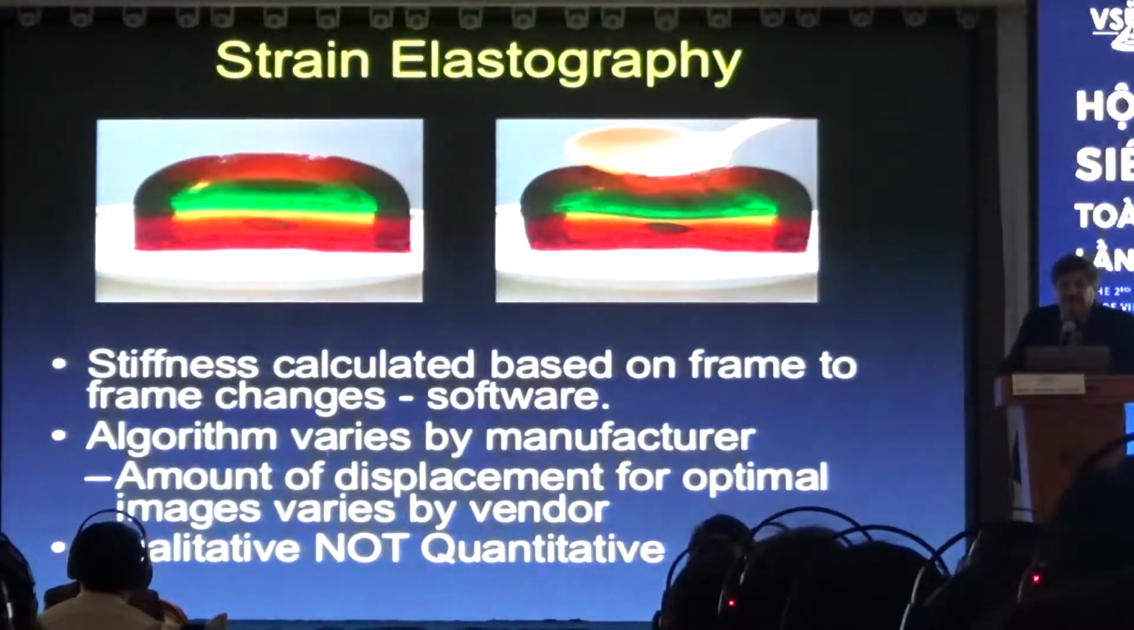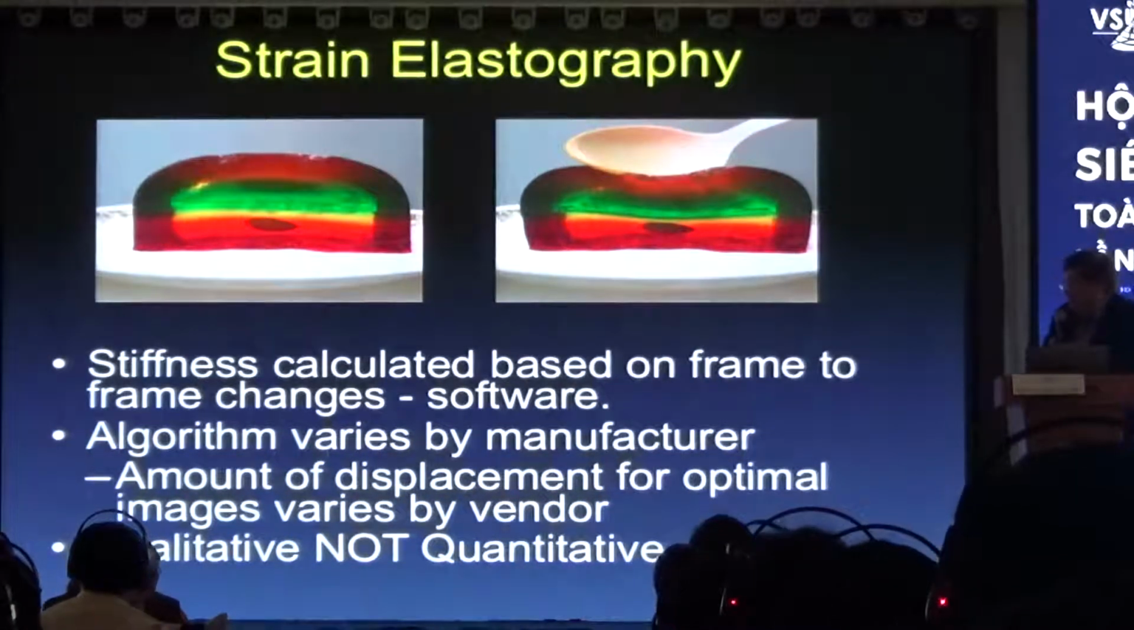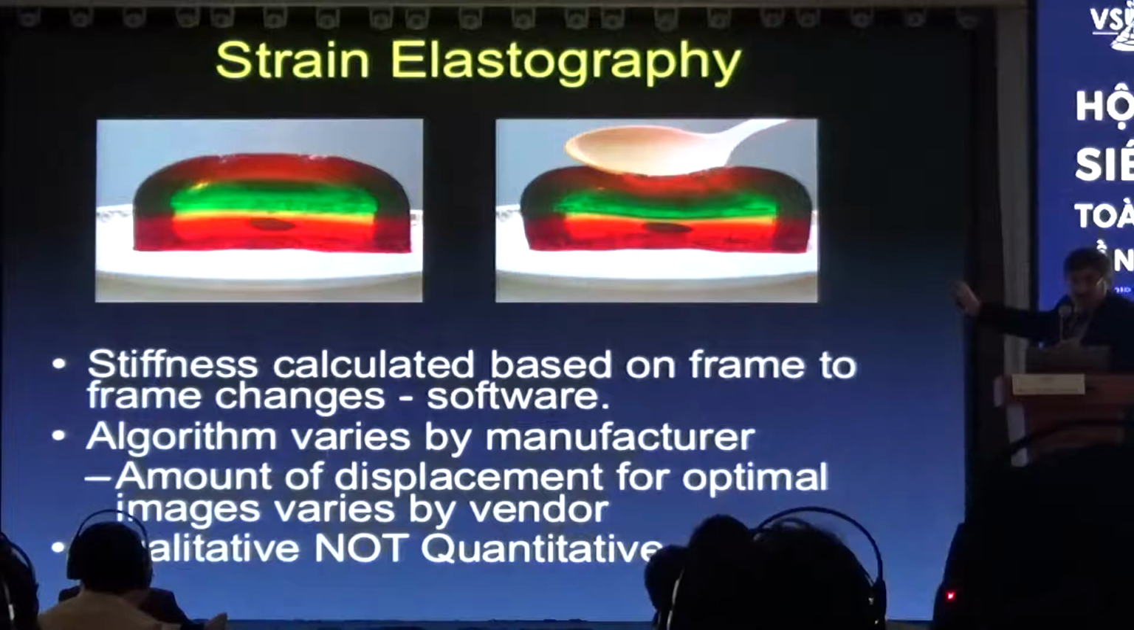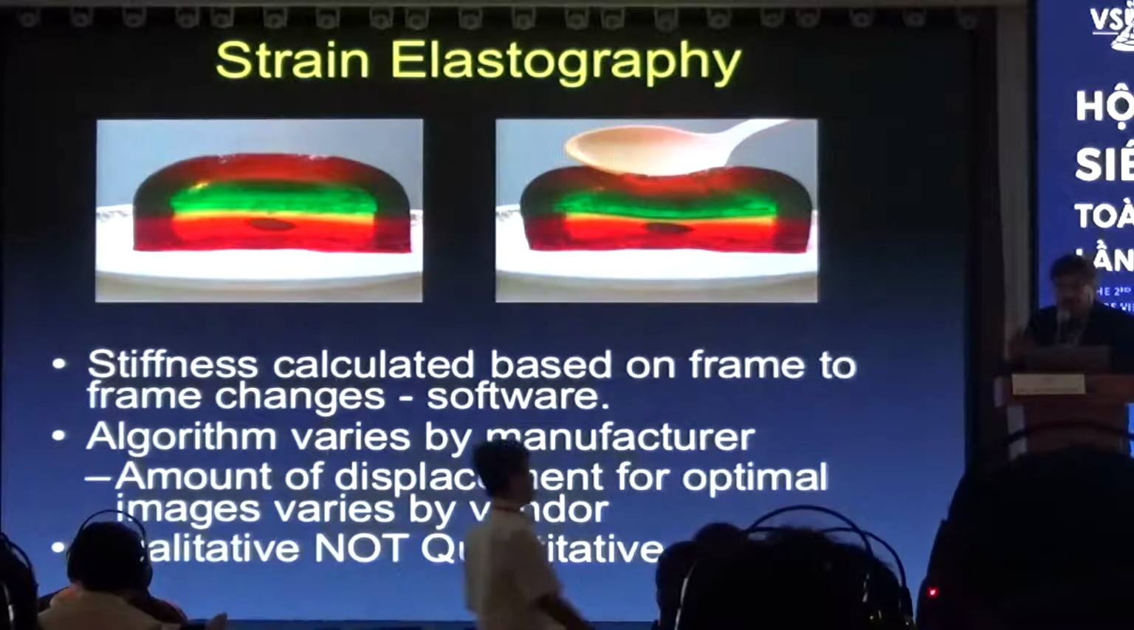But this is my physics slide for strain elastography. So if you had a bowl of Jell-O and then had an almond inside and we applied a force here with a spoon, the Jell-O would change shape a lot, but the almond would not change shape. So from that we know that the almond is stiff and the Jell-O is soft. And that's all these systems do, is they look to see how the tissues change as we do compression.